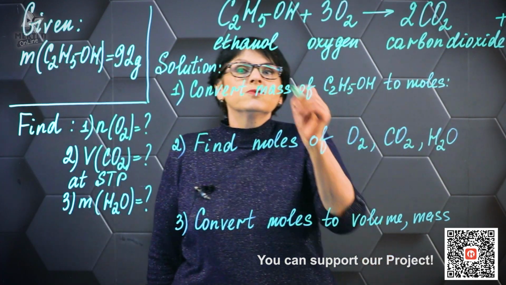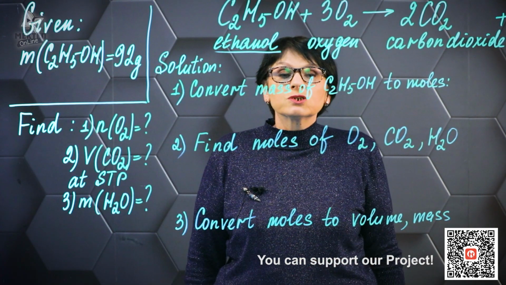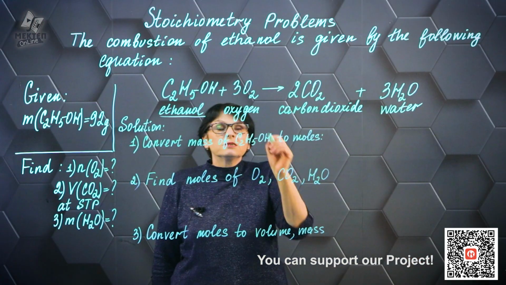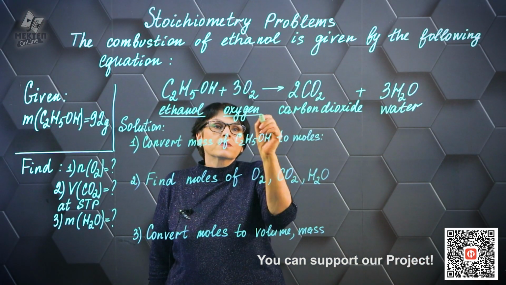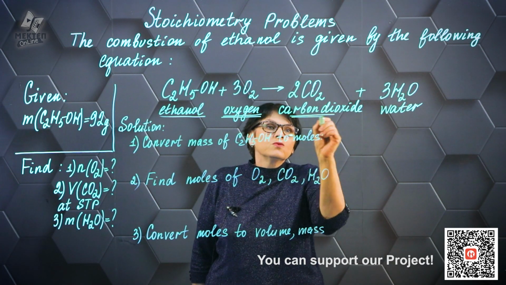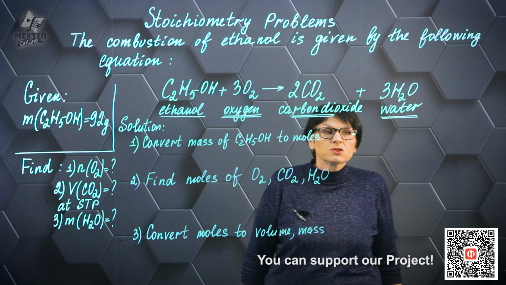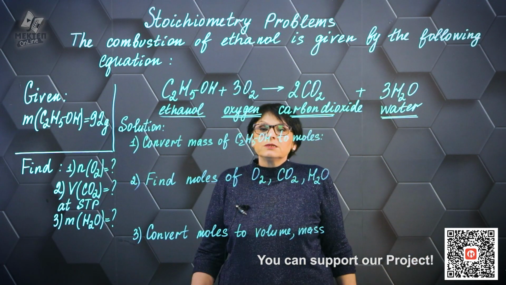Note that by the condition of our problem, we are given ethanol. Let's underline it with one line. Oxygen is unknown to us, it's being asked about, so we will underline it with 2 lines. Then carbon dioxide, also with 2 lines. And the formula for water we will also underline with 2 lines.